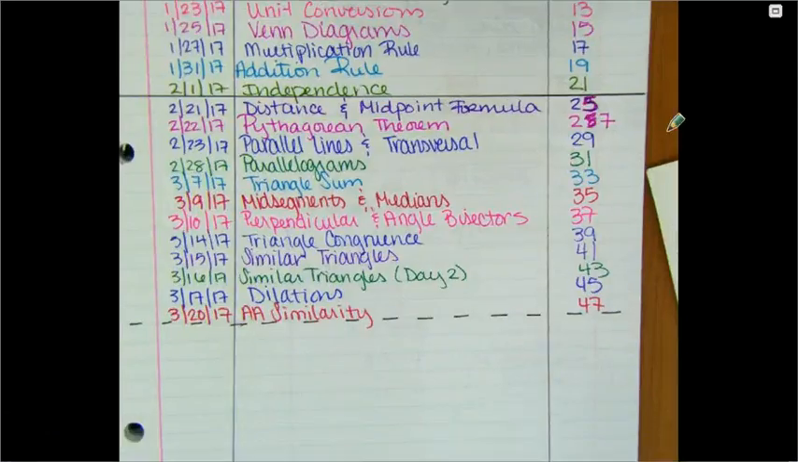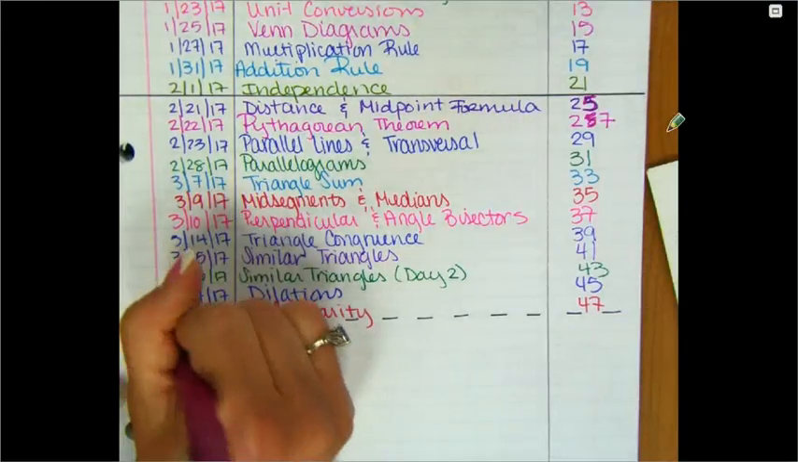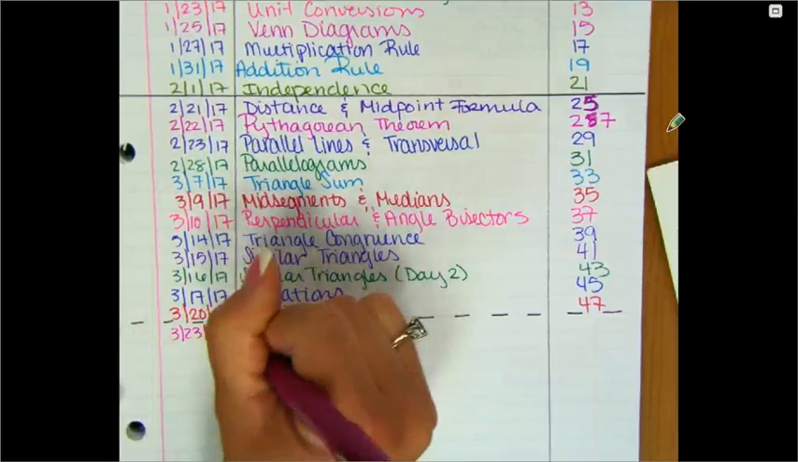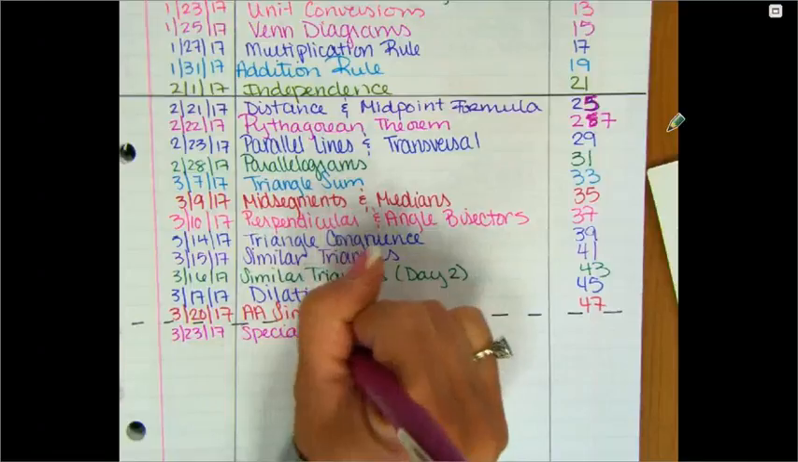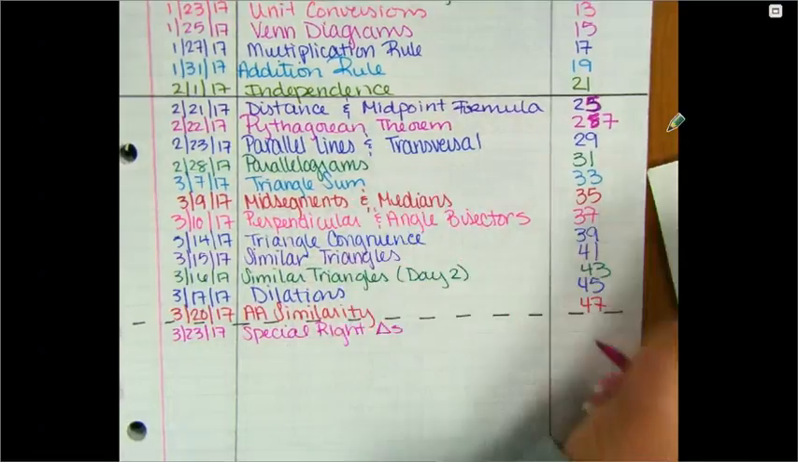Page 323. 323, 17. Special right triangles.